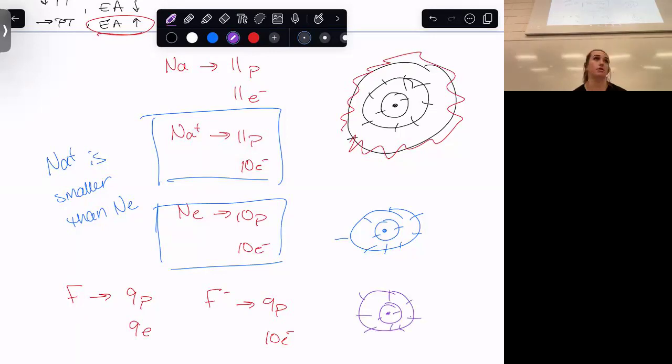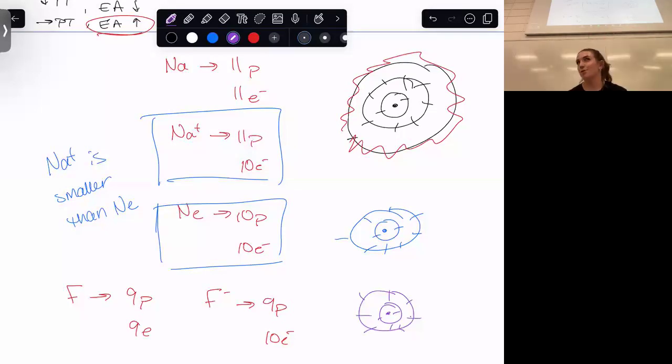What is fluorine minus going to do compared to neon? Now we have more electrons than protons. Now it's like having a dog on no leash, right? We have 9 walkers but 10 dogs. So we have more things trying to run away, but less things holding it together. So now it can spread out a little bit.